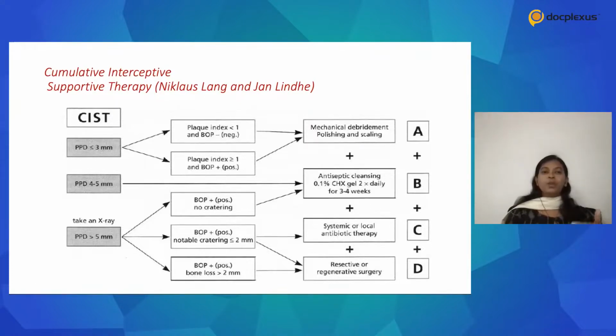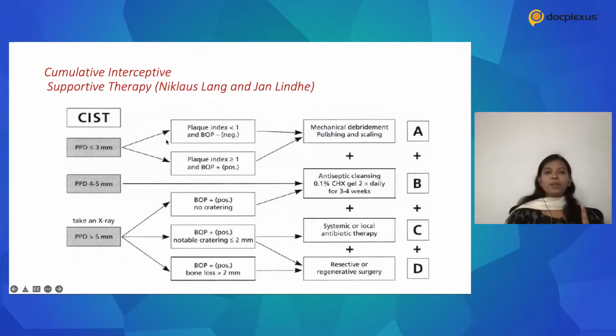therapies. When you classify, you first go in to find out the probing depth. You find out whether it is 3, or 4 to 5, or more than 5. If your probing depth is less than or equal to 3 millimeters, you check your plaque index next. Then you also check your bleeding on probing, and do your radiographic examination, which will show your bone loss.